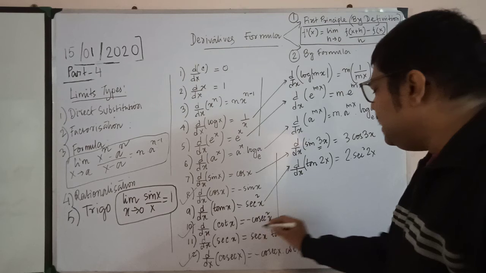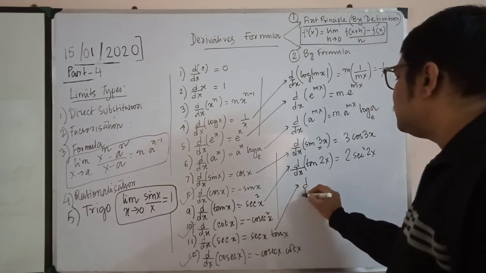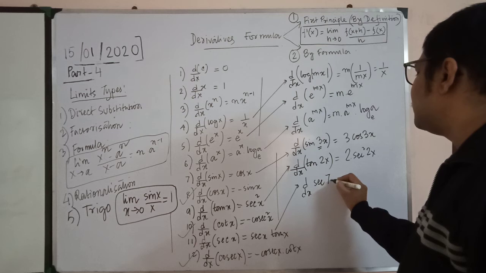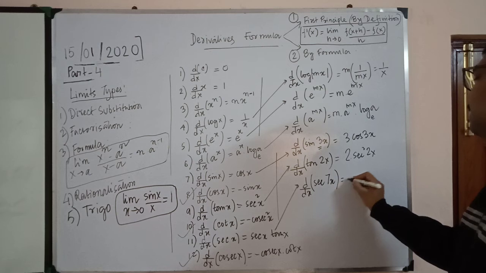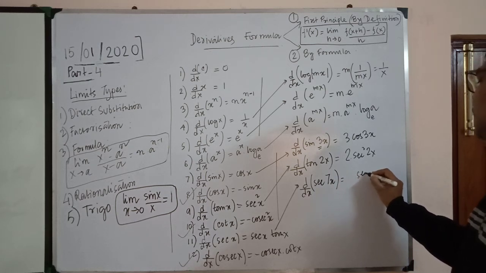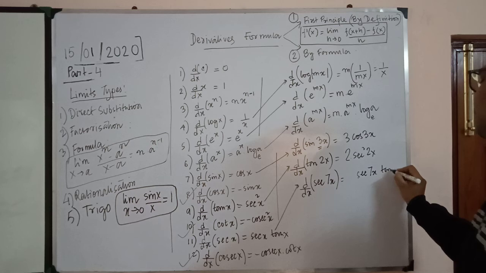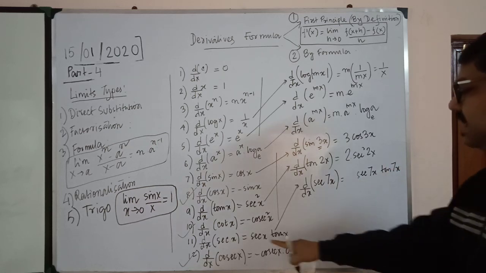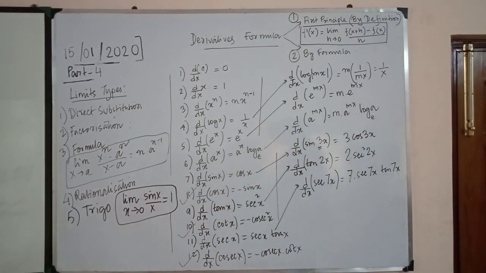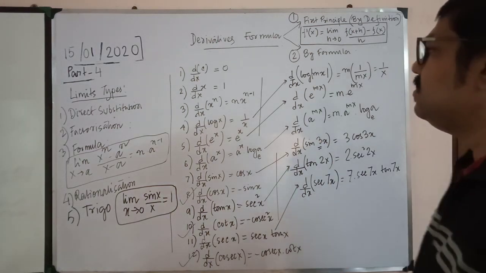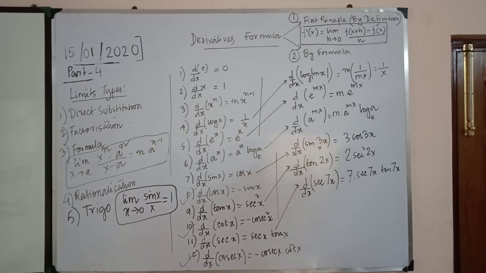Now say this formula, d/dx of sec 7x. It will be sec of 7x tan of 7x, as per the formula sec x tan x, and then 7 will come outside because 7 is the value of m. So it's like this, generalized, you can use it like this. So these are the formulas for differentiation. Thank you.